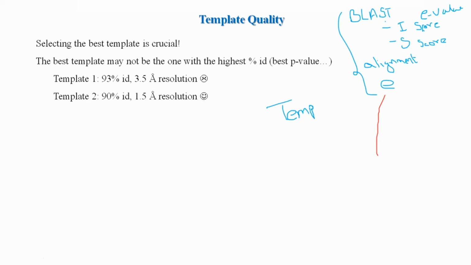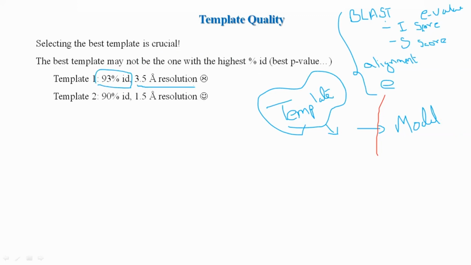Fine. After selecting the template, we have to check the quality of the template, because the template is a crucial one. If you select the right template, you'll get the right model. If you select the wrong template, you'll get the wrong model. So if you have a template with the highest identical score and high resolution number, it is not a good template. If you have the highest identical score and low resolution number, then it's a good template.